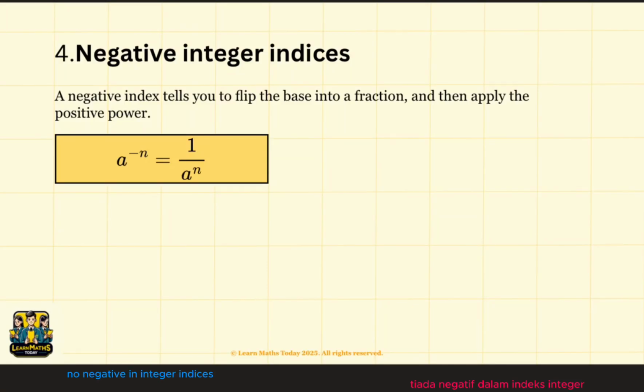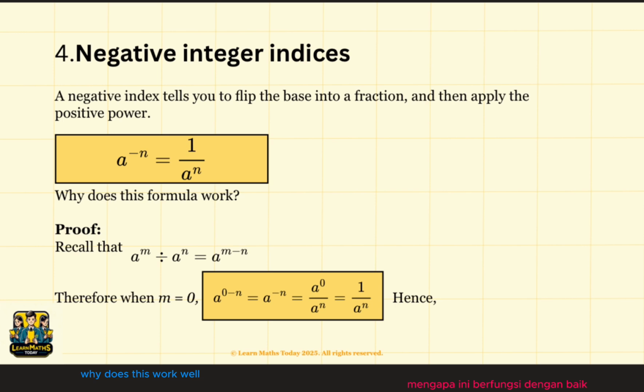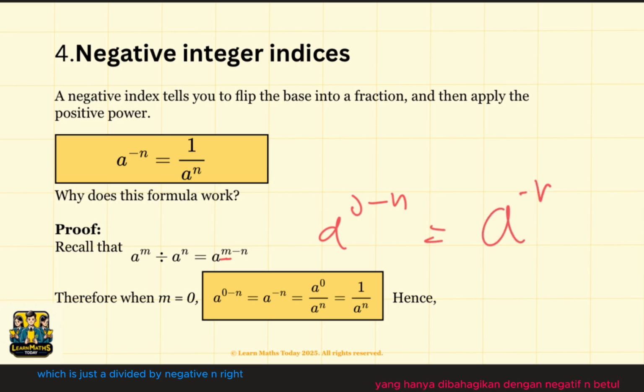Now, integer indices. This is the formula for it. And why does this work? Well, because now we put m as 0. So it's a to the power 0 minus n, which is just a to the power negative n.